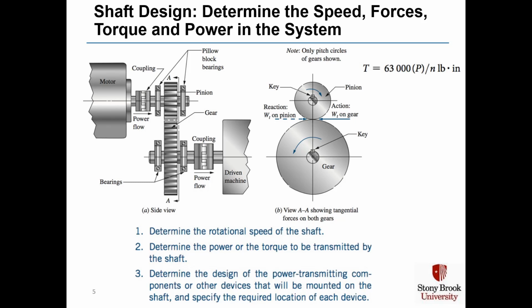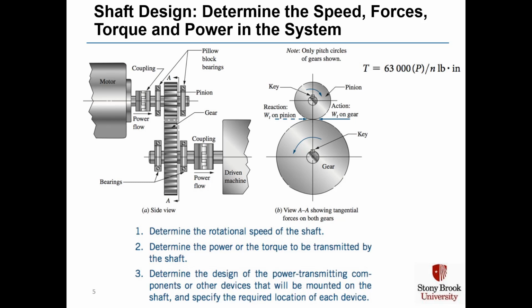And as shown in view AA on the right side, it's very important for you to understand what the direction of the tangential forces is on these components. The radial forces are always going inward. But the tangential force, you got to get the direction right, so when you draw your free body diagram of the forces, you'll know which way to point the arrow.